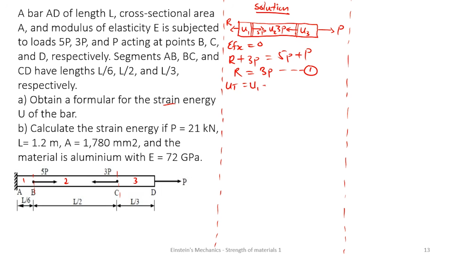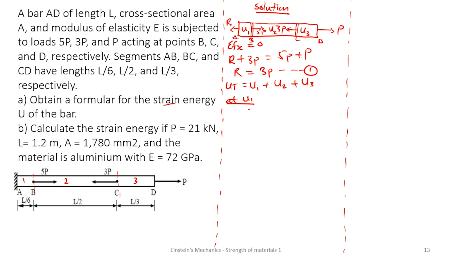It's going to be U1 plus U2 plus U3. So what is going to happen in U1? At U1, which is the same as AB. This is AB, C, and D. So I'm going to draw a free body diagram at AB and look at the force acting, so that I can use it to calculate the energy there.